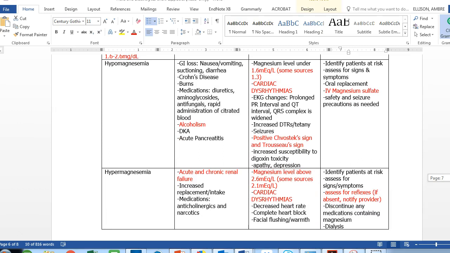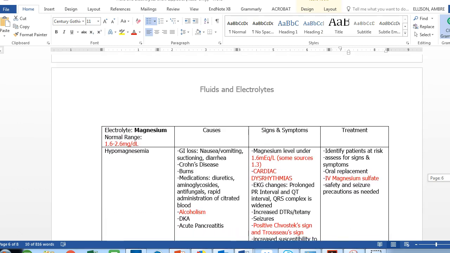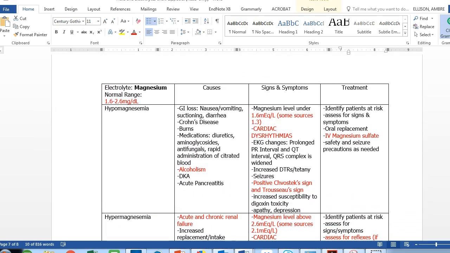Magnesium. Okay, I have hypermagnesemia on here, but we're not going to worry about hyper. We're only going to worry about hypo because that is what the book talks about. So hypomagnesemia: basically anything that causes a GI loss, Crohn's disease, DKA, acute pancreatitis, and alcoholism. Notice it's in red.